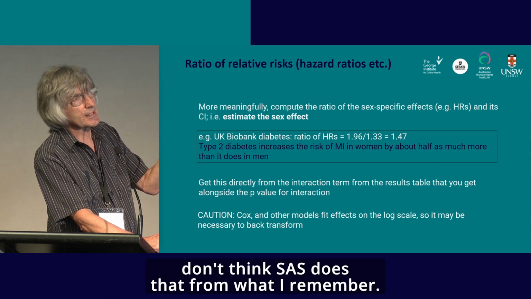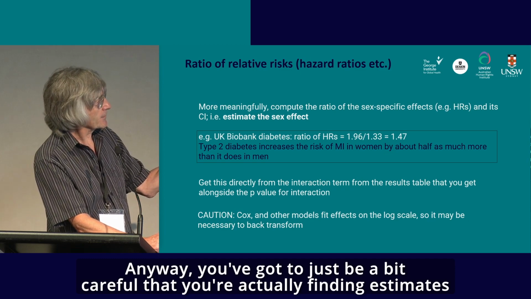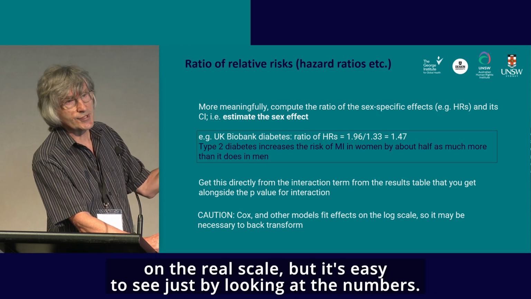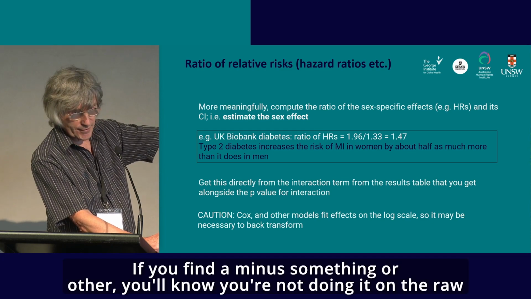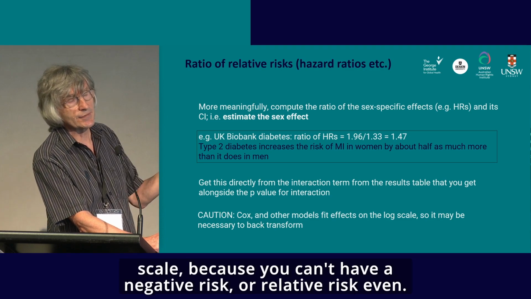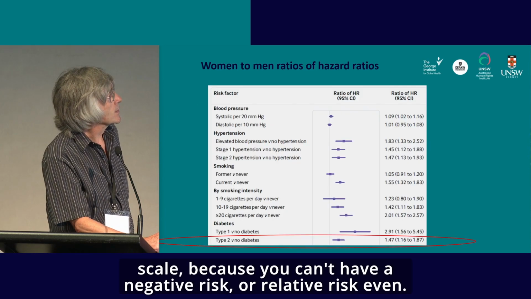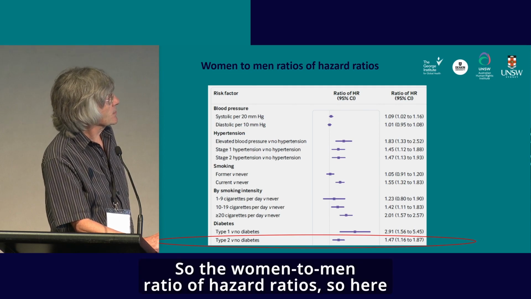I don't think SAS does that, from what I remember. Anyway, you've got to just be a bit careful that you're actually finding estimates on the real scale. But it's easy to see just by looking at the numbers. If you find a minus something or other, you'll know you're not doing it on the raw scale because you can't have a negative risk or relative risk even. So the women to men ratio of hazard ratios.